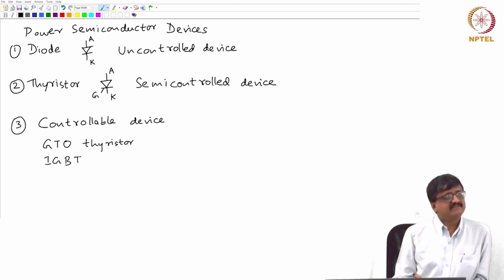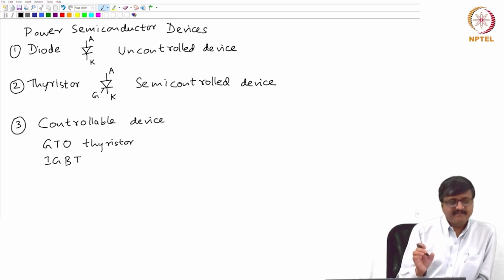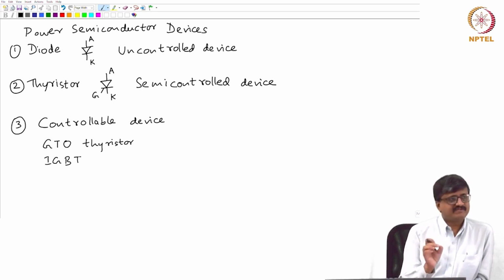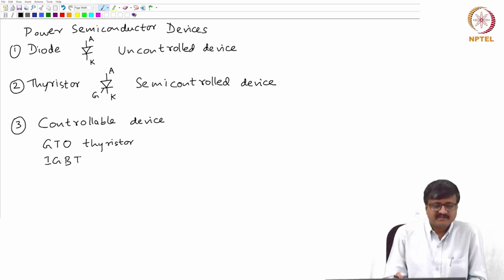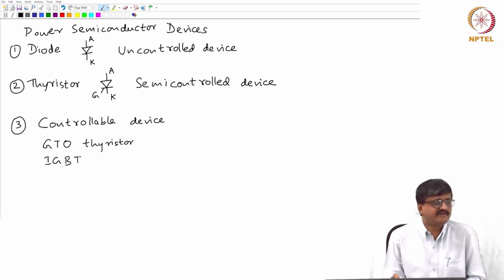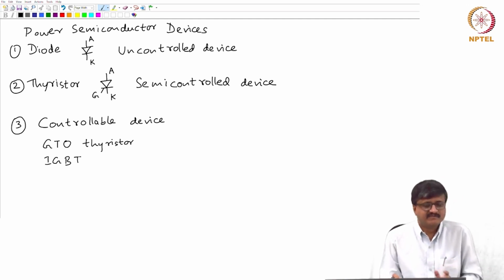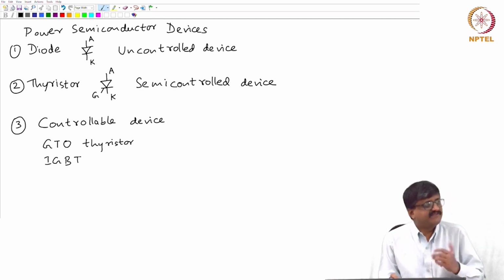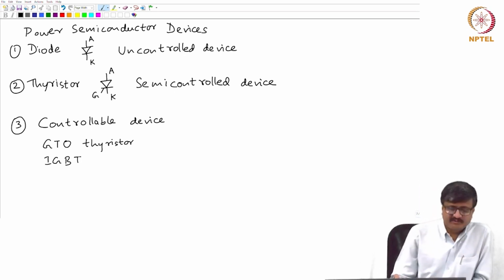Now, the reason is the time taken from on state to off state, or off state to on state, is much smaller in the case of IGBT. So, it's always advantageous if you can go from on state to off state very quickly, off state to on state very quickly. So, IGBT can do that much faster than GTO thyristor.